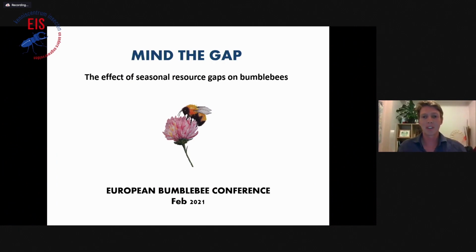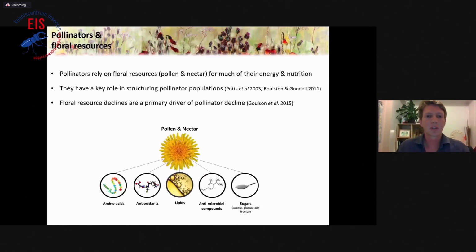I'm going to talk to you today about the effect of seasonal resource gaps on bumblebees. So I'm just going to start with a brief bit of background about floral resources, what they are and why they're so important to pollinators. Pollen and nectar, which are collectively known as floral resources, are the primary food source for most adult pollinators, and in the case of bees, their larvae as well.